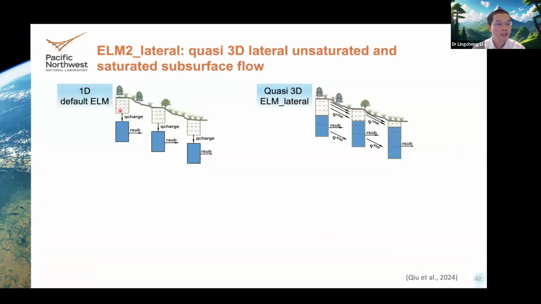In the default, like most ESM models or land surface models, it is a column-based model. It is a vertical one-dimensional column, and the unsaturated calculation and saturated calculation are all done vertically. And in the ELM lateral flow development, we add the exchange of lateral flow, including the unsaturated lateral subsurface flow and also saturated subsurface flow.